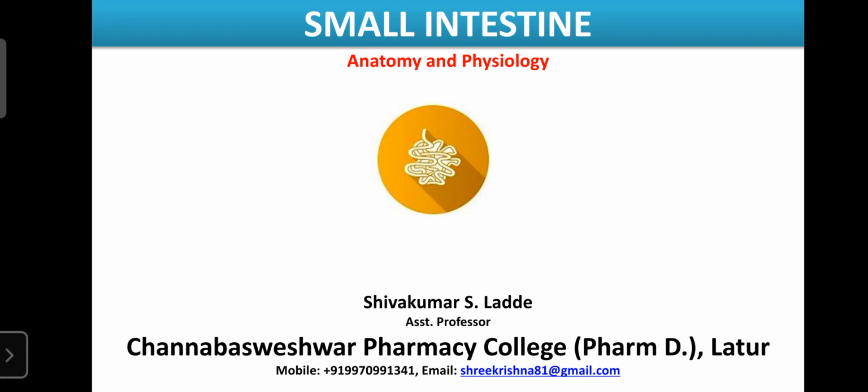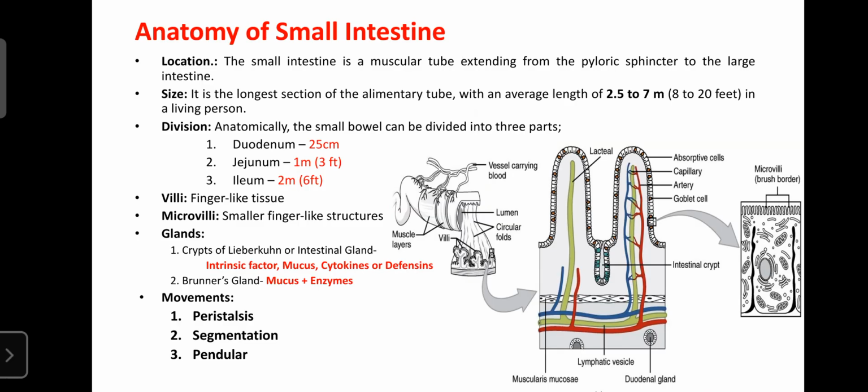So the small intestine is one of the important parts, and it provides a larger surface area. That surface area is helpful for absorption of the food when the food material enters the small intestine. That's why the small intestine plays an important role in the digestion as well as the absorption of food. First we learn regarding the anatomy of the small intestine.